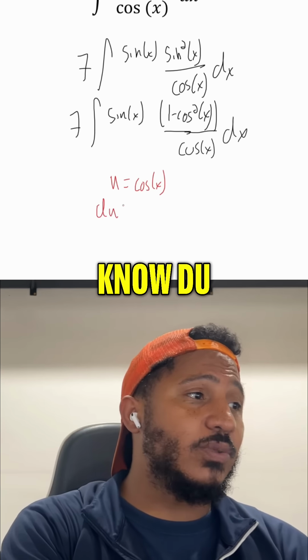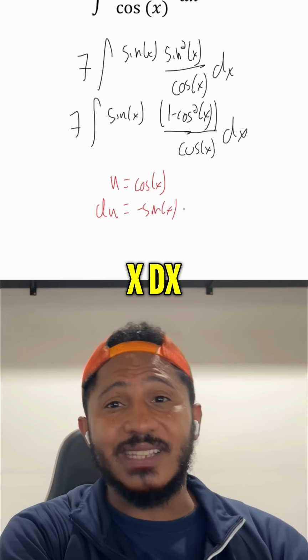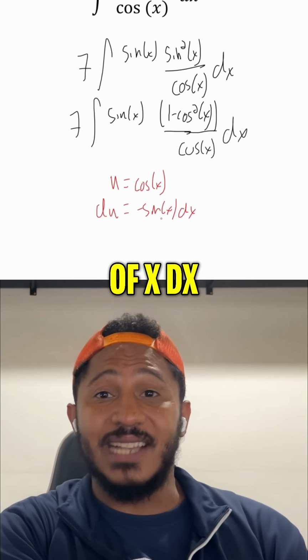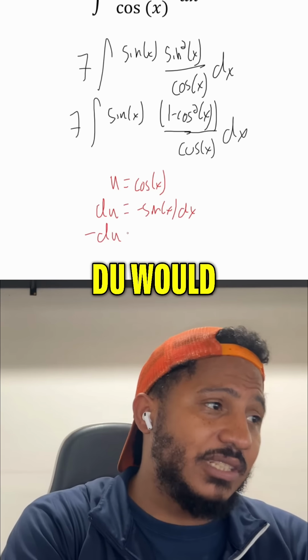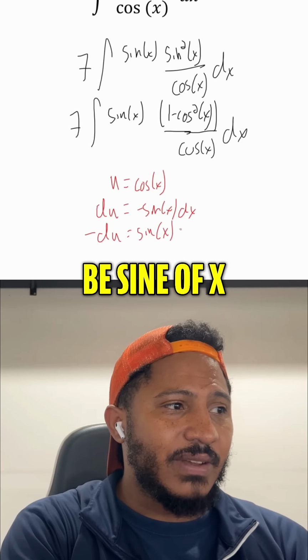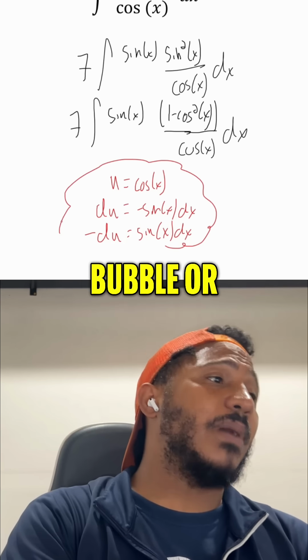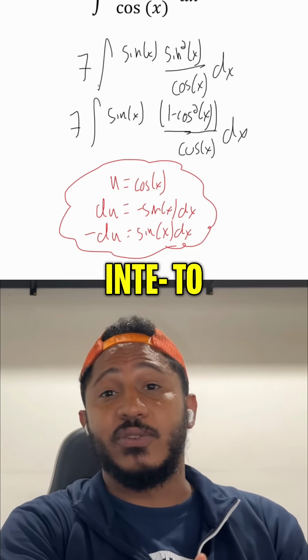Then we know du is negative sine of x dx. Again, we have the sine of x dx, we don't have the negative, so negative du would be sine of x dx. And so this is our sub-bubble, or our subble. Now it's a lot easier integral to integrate when we plug these in.